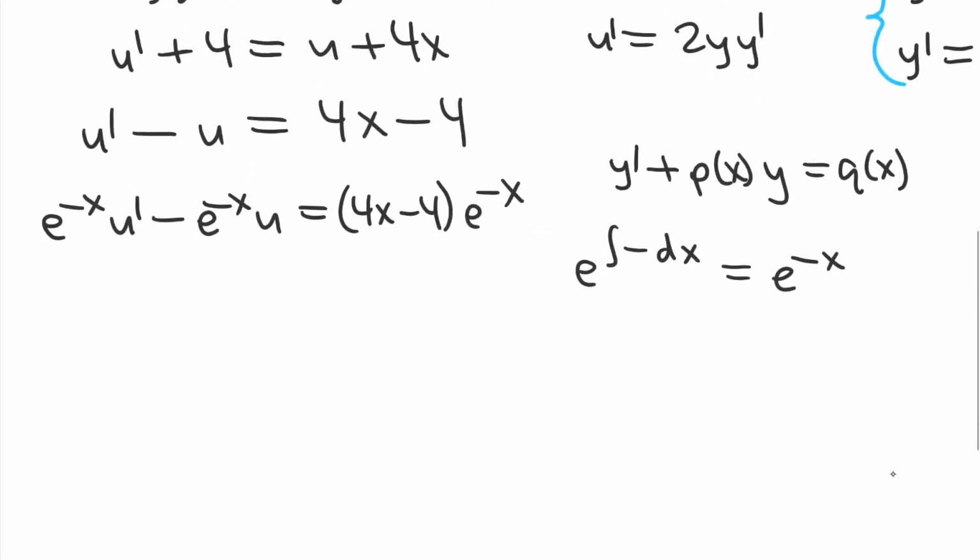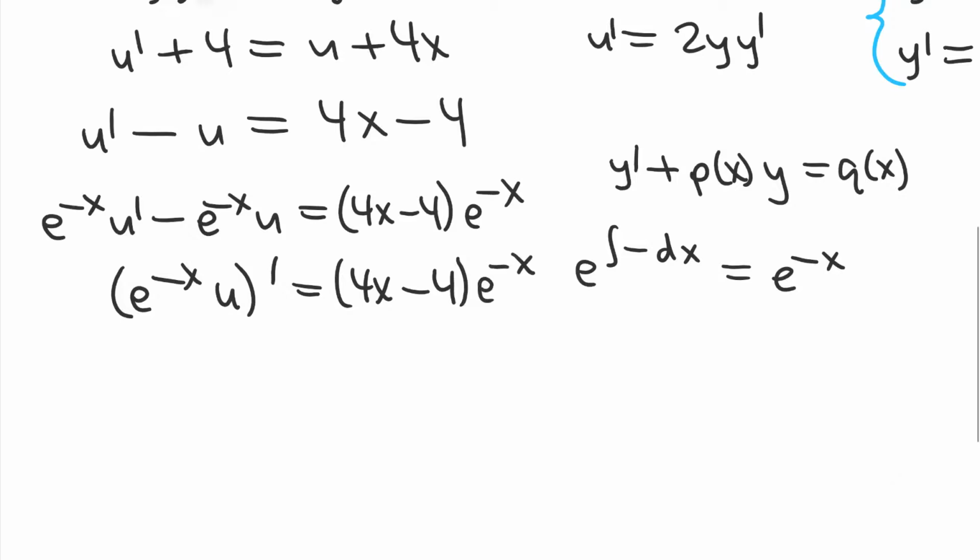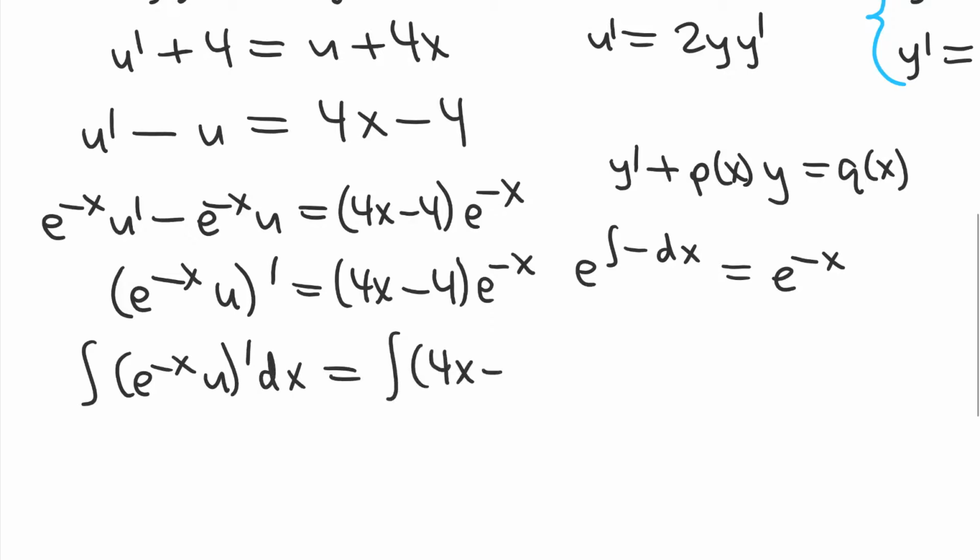And so on the left-hand side, the reason we do this is we're going to get the derivative of our integrating factor e^(-x) times u. And I'm just going to copy down the right-hand side. All I did here was rewrite the left-hand side in terms of a derivative. And so now we want to solve for u here. You can see u is kind of buried inside the derivative, so we have to unpack. We take the integral of both sides with respect to x. So here's what I get, 4x.